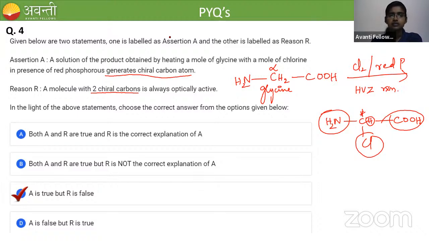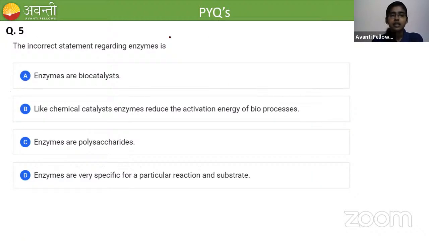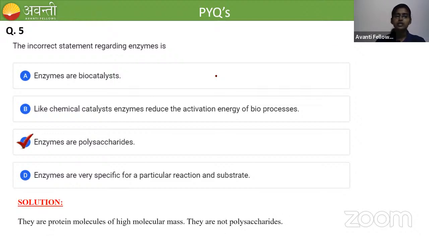Shall I move on to the next question? Yes. The incorrect statement regarding the enzymes is: enzymes are biocatalysts. Like chemical catalysts, enzymes reduce the activation energy of a bioprocess. And enzymes are polysaccharides. Enzymes are very specific for a particular reaction. So what is the answer for this question? Option B? No, option B is not the answer. The correct answer is option C.